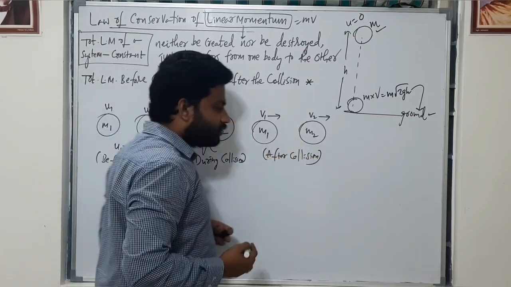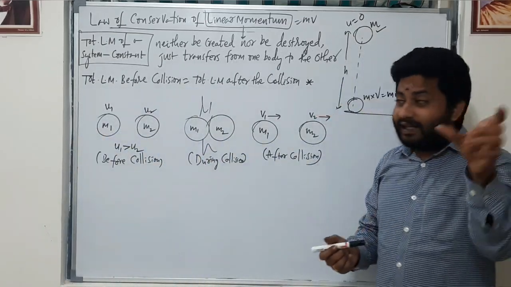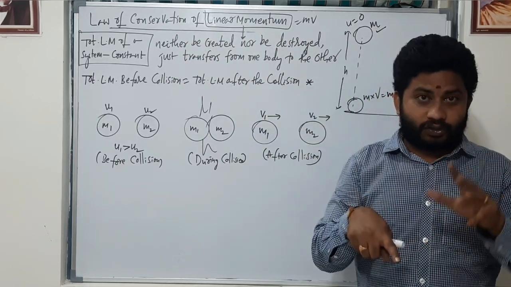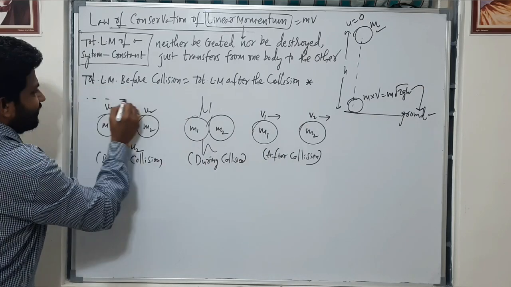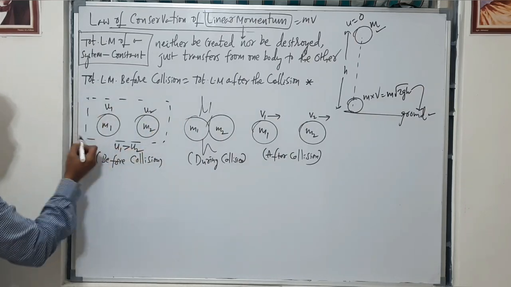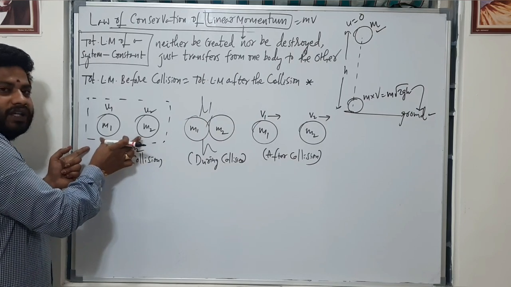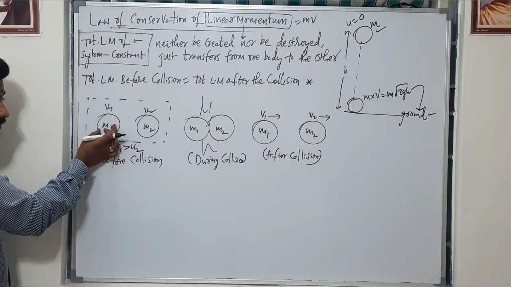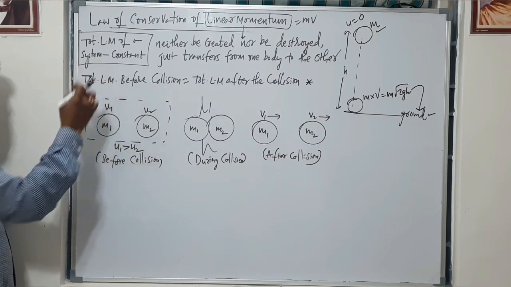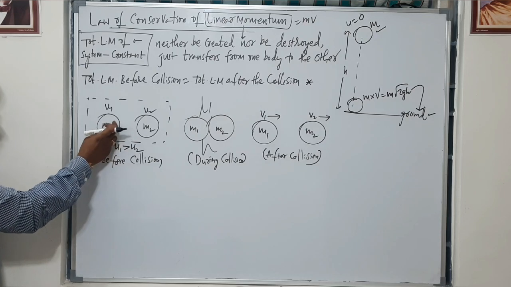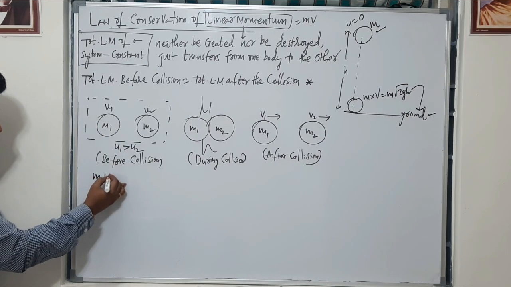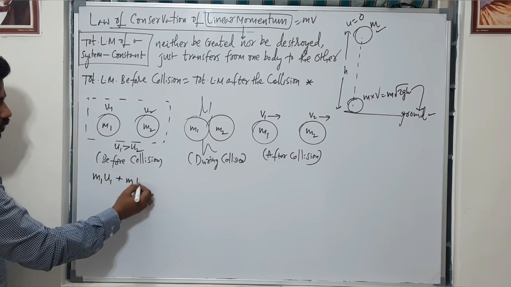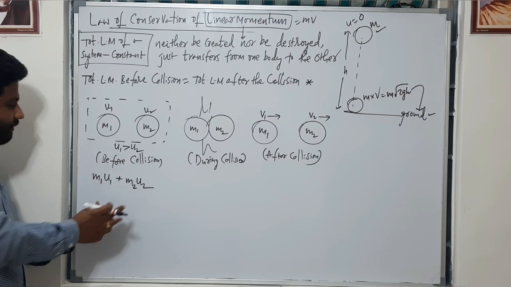If you carefully observe the situation here, there is a linear momentum for the system. Here, the system is the combination of two bodies. And these two bodies will have the total linear momentum: the linear momentum of the first body and the linear momentum of the second body. The linear momentum of the first body is m1 u1, plus the linear momentum of the second body, m2 u2, right?